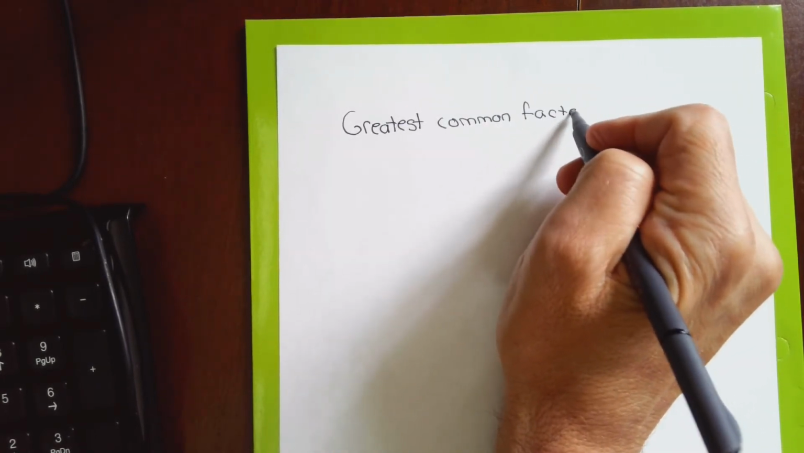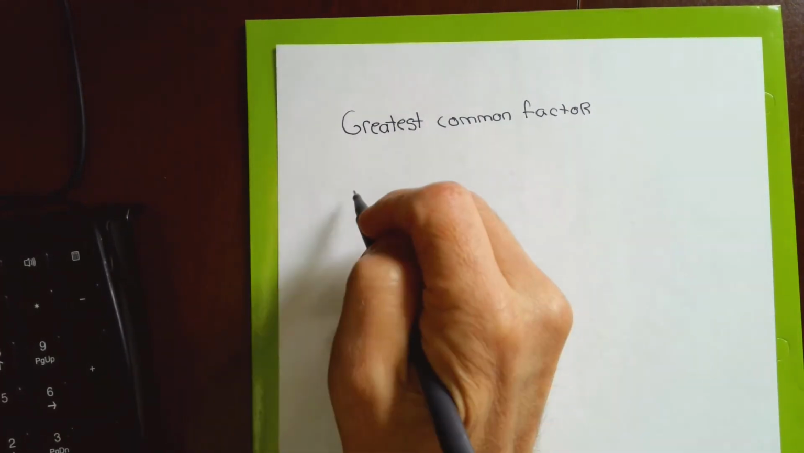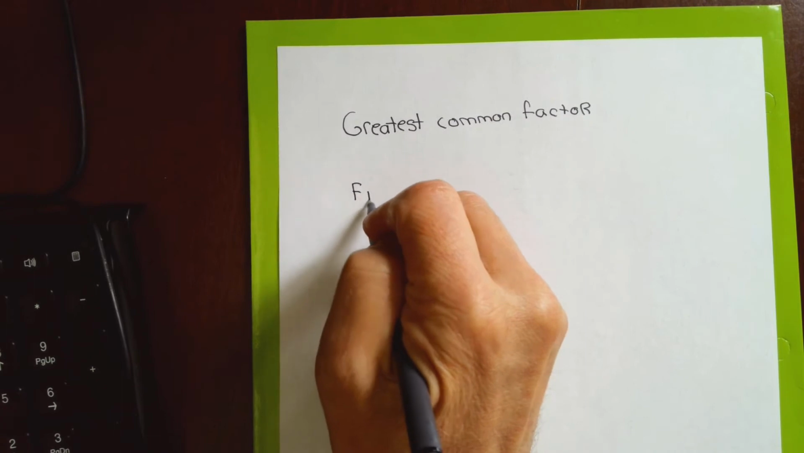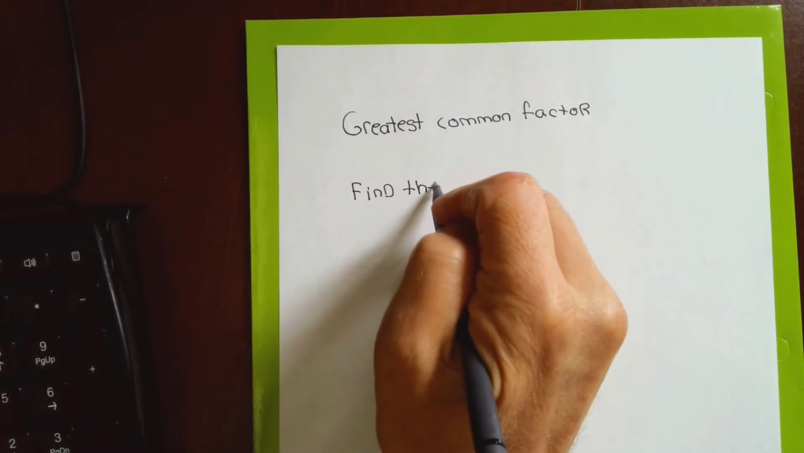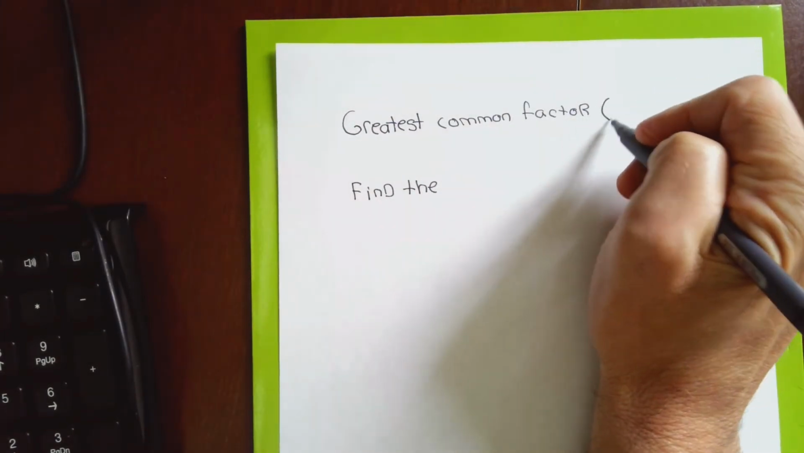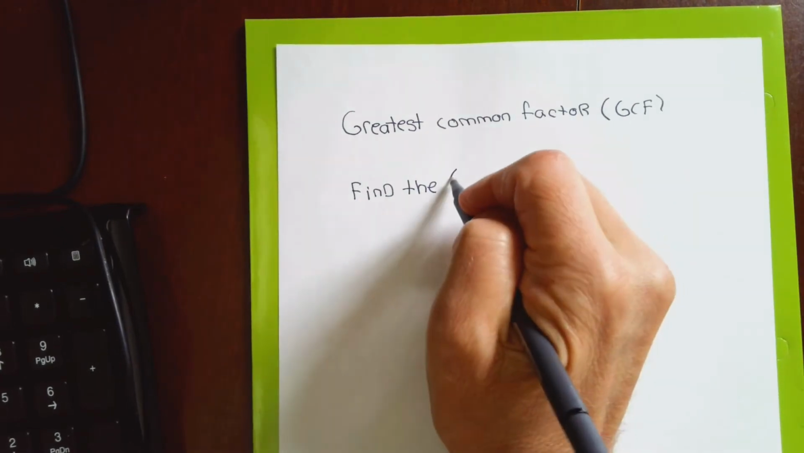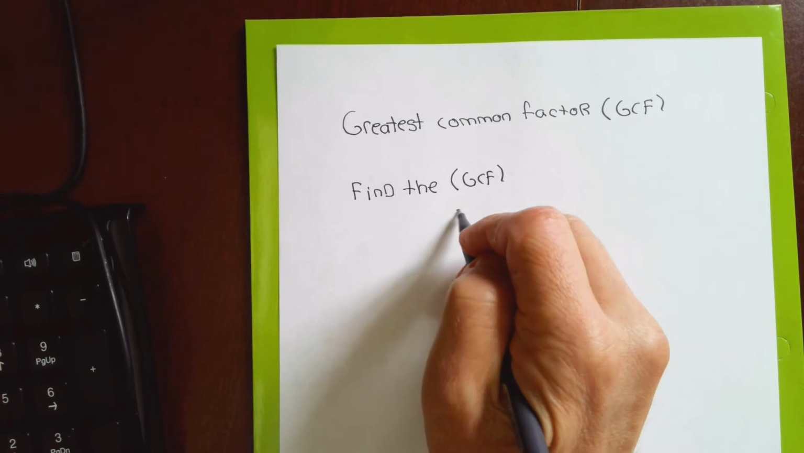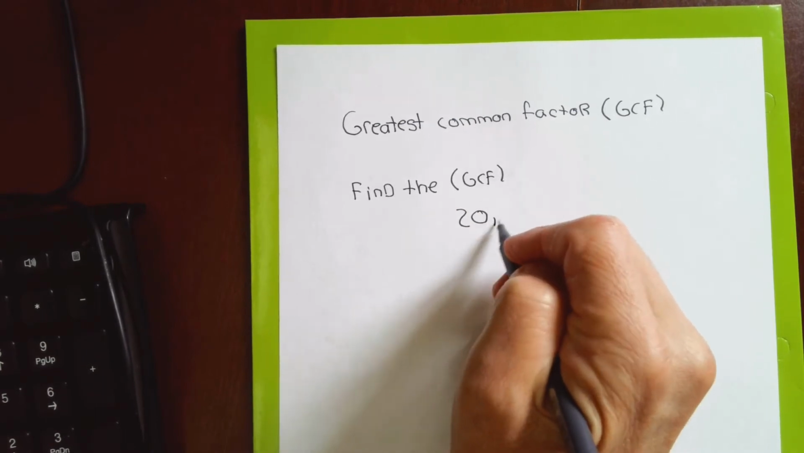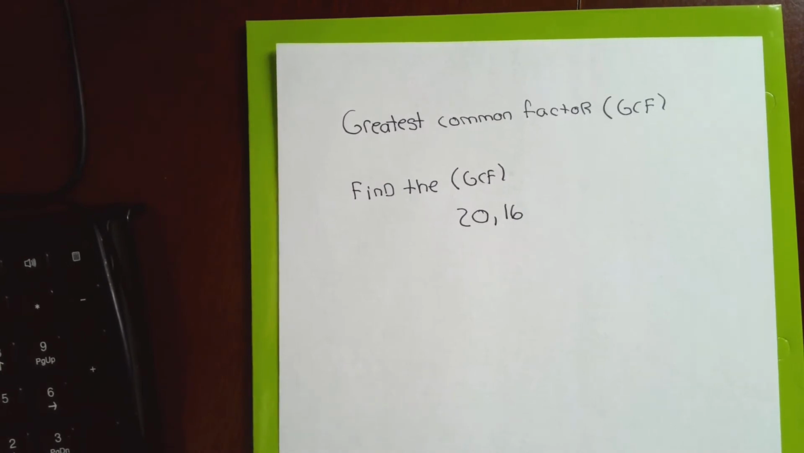And before I try to define it, let me do it just by an example. If I give you a set of numbers and I say find the greatest common factor, usually I abbreviate greatest common factor as GCF. If I give you a couple numbers and I ask you to find the greatest common factor, like if I give you the numbers 20 and 16, the greatest common factor is the biggest factor that these have in common.